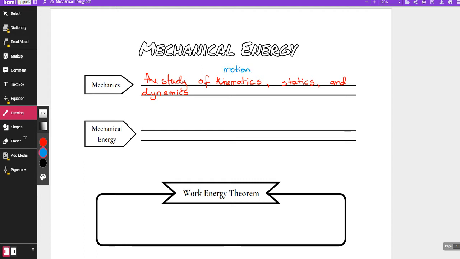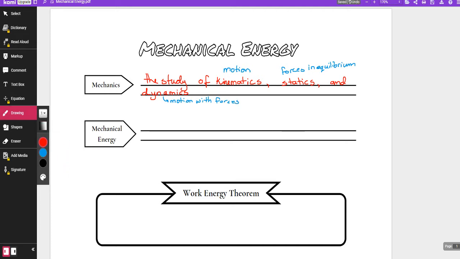Statics is our study of forces in equilibrium. And our dynamics is the study of motion that results from non-zero forces. So I'm going to shorthand that to motion with forces. And you don't have to put that if you know that or if you understand that.